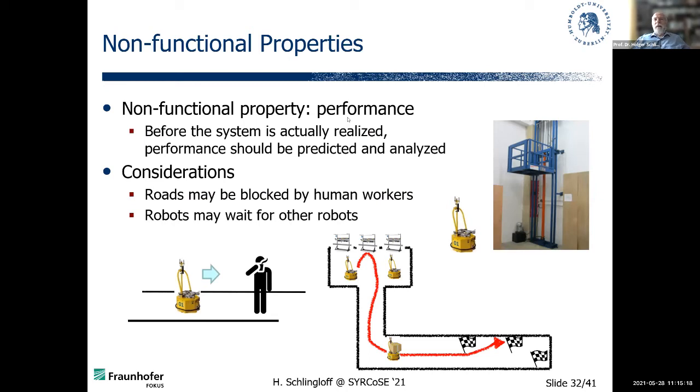So for example, performance evaluation is a non-functional property, and it also considers the fact that roads may be blocked by human workers, and robots may need to wait for other robots. For example, in this scenario, you have a small pathway where the robots need to pass. If a number of robots are on one side and need to get back to this machine, there may be a traffic jam here.